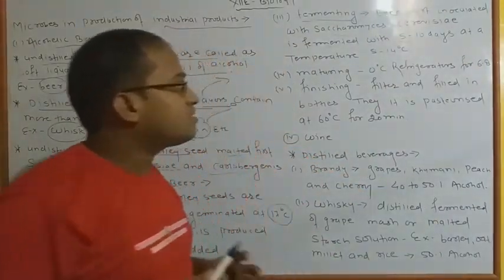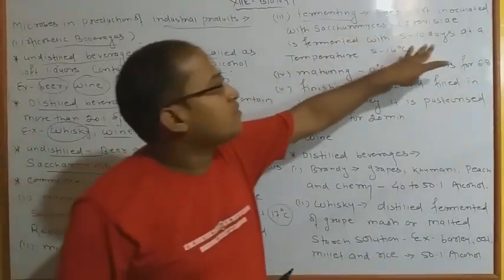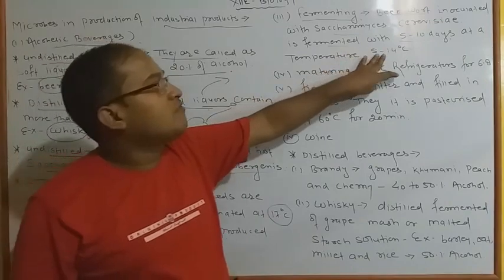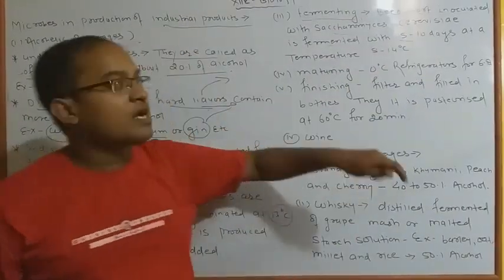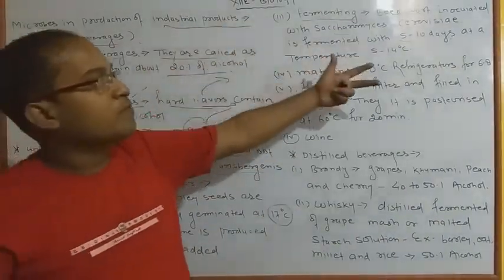Okay, beer is generally fermented for 5 to 10 days at a normal temperature of 5 to 14 degrees Celsius. After that, our beer will be totally prepared.